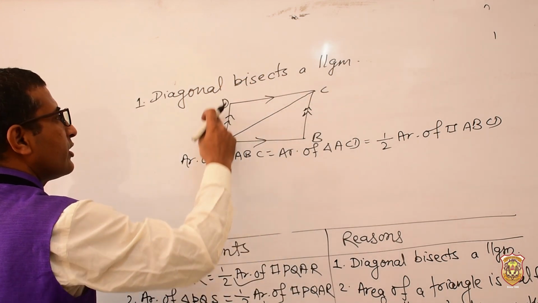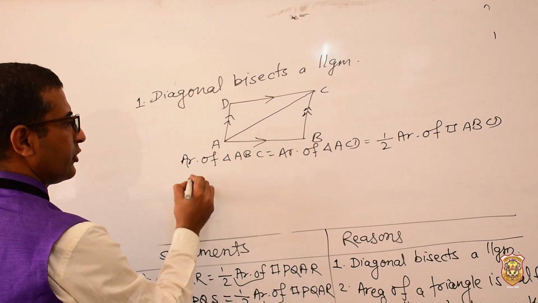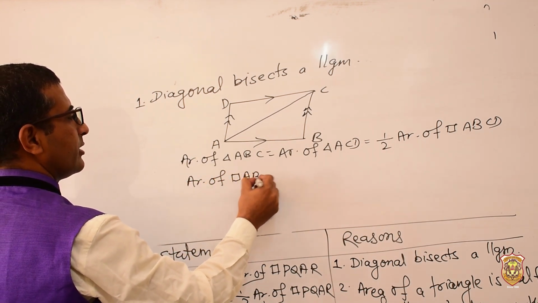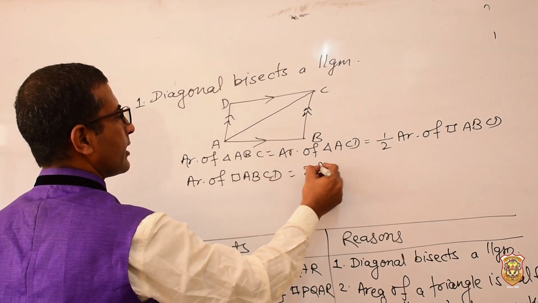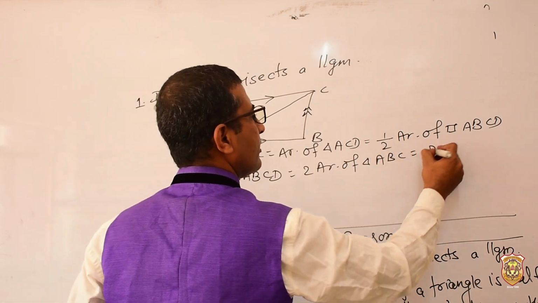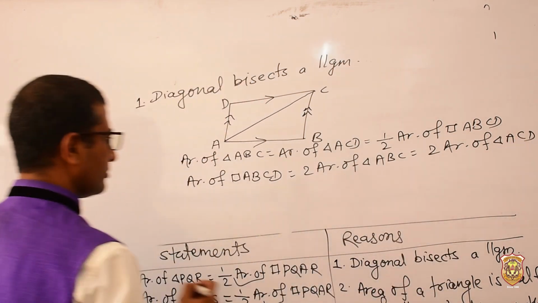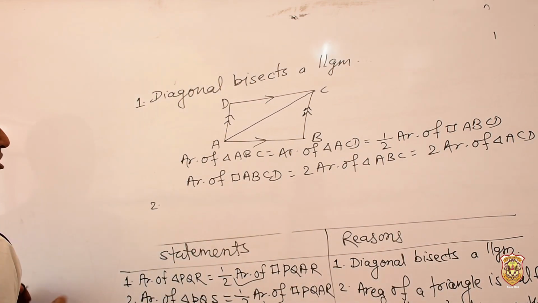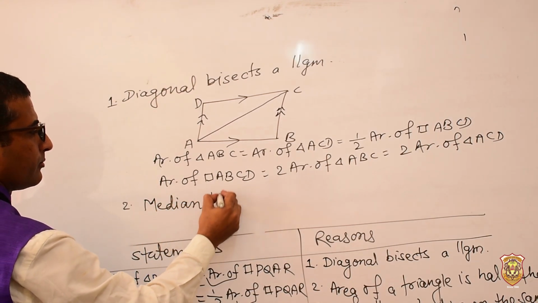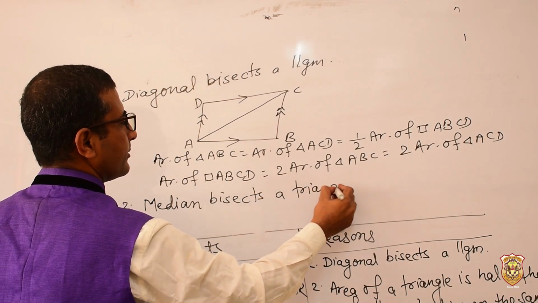If we take the relation between parallelogram and this triangle, there will be two, one is half, another is double. If we require area of parallelogram ABCD, that will be 2 times the area of triangle ABC or area of triangle ACD. Then median bisects a triangle.